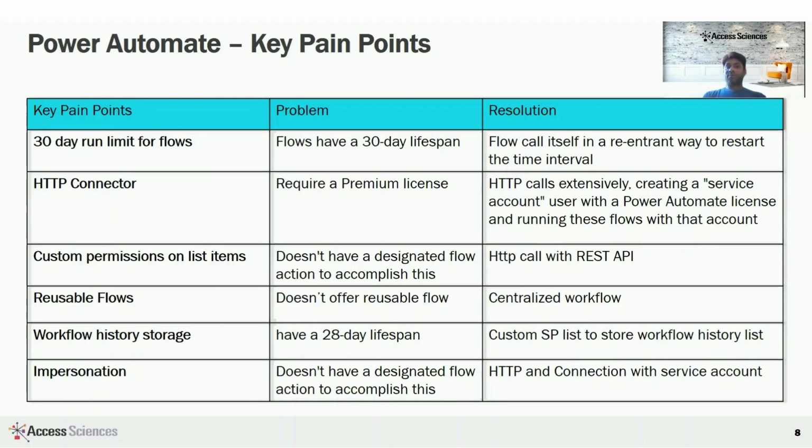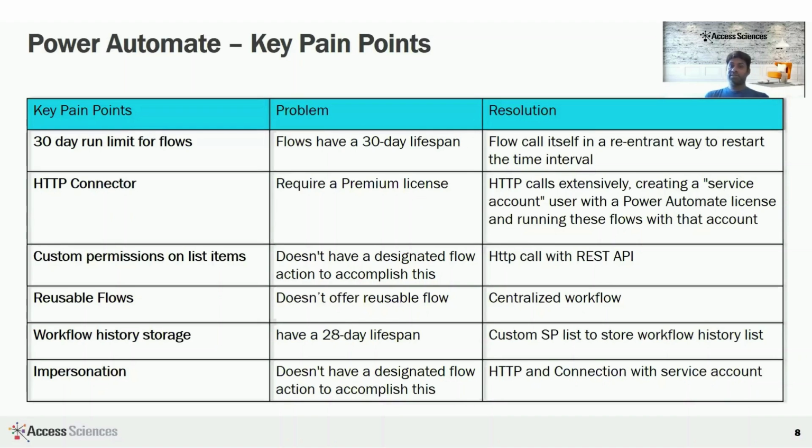The second major issue is about the HTTP connector. In SharePoint 2010, you can use the REST API without any extra cost, but that's not the same with Power Automate. In Power Automate, if you are trying to use the premium HTTP connector, you have to have a premium license, and the premium license costs extra.